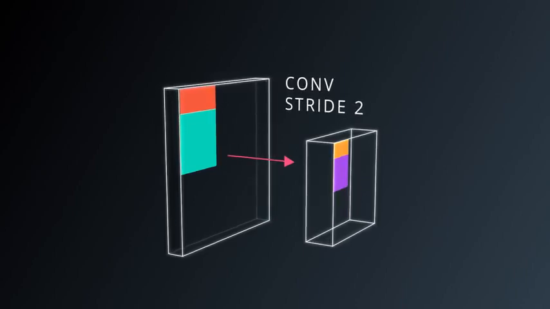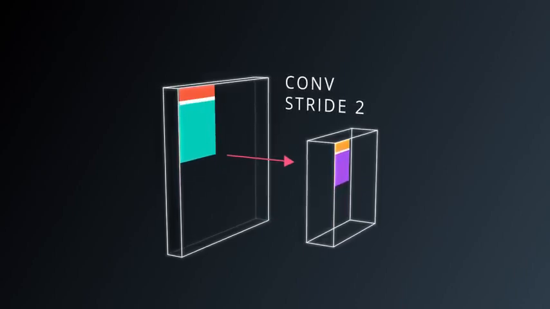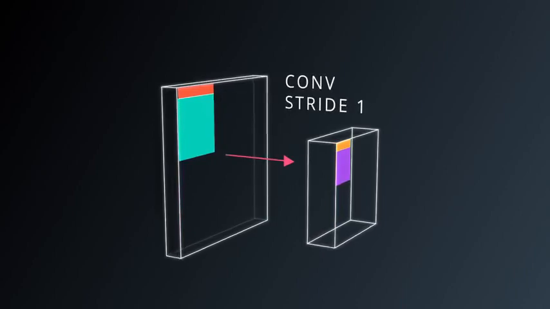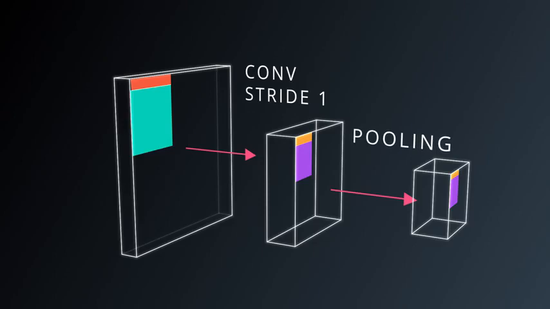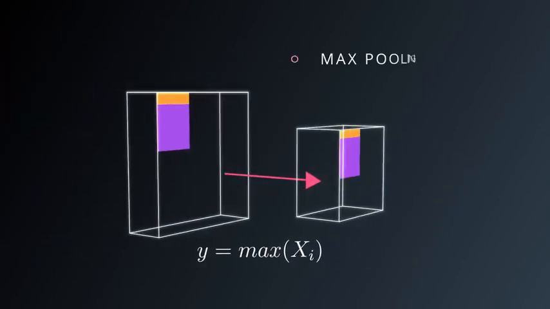What if instead of skipping 1 in every 2 convolutions, we still ran with a very small stride, say for example 1, but then took all the convolutions in a neighborhood and combined them somehow? That operation is called pooling, and there are a few ways to go about it. The most common is max pooling.